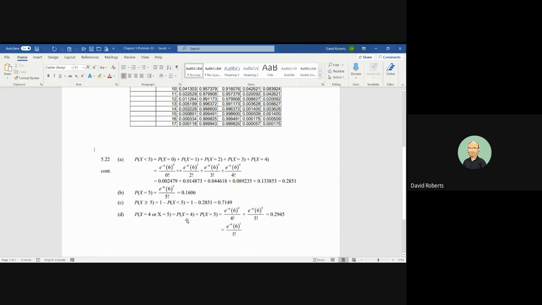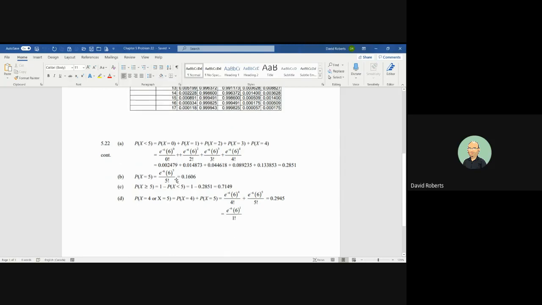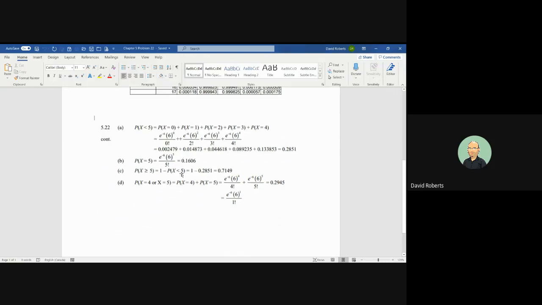But again, if you look at these formulas, I don't want any part of these formulas. I don't want to be plugging into my calculator e to the negative 6 times 0 or 6 to the exponent 0 all over factorial 0 just to get one number. There's got to be a better way, and there is. It's called Excel, and it's called the Poisson distribution, which I'll show you in a separate video. So these are the answers for 522.